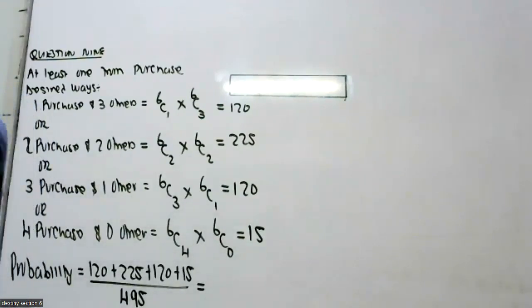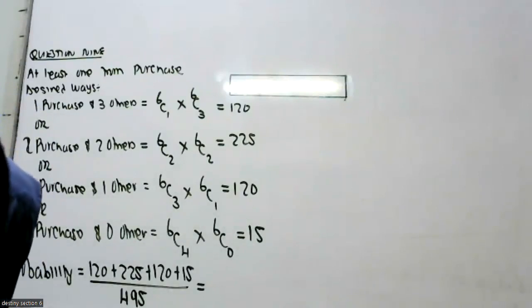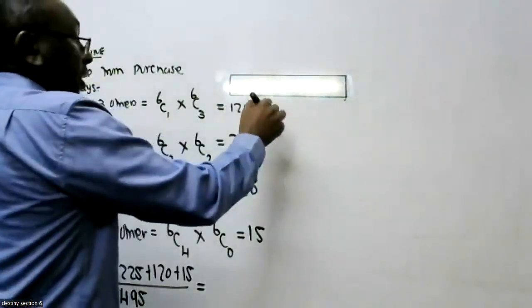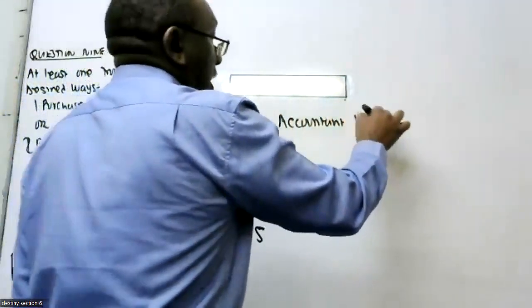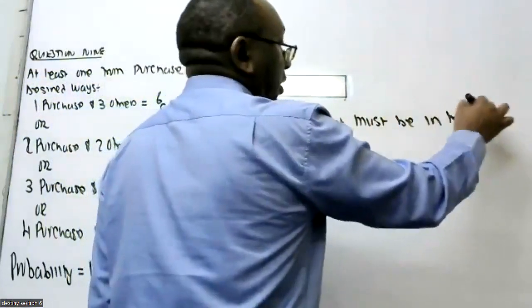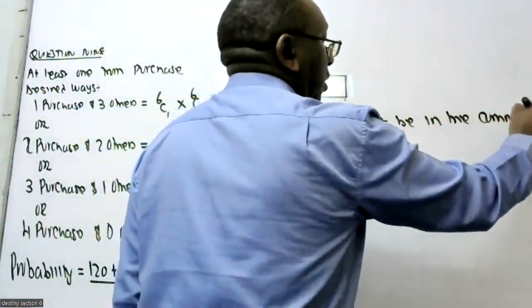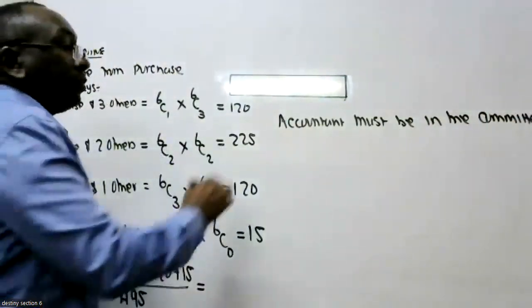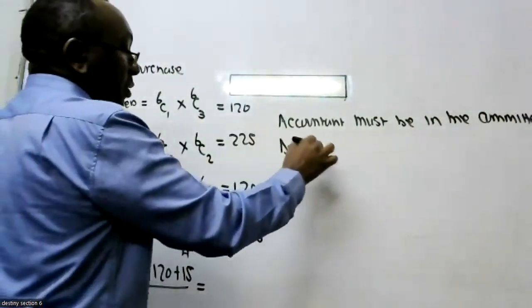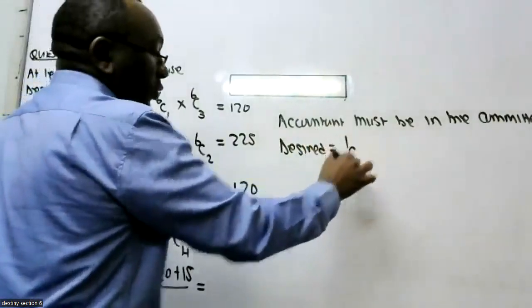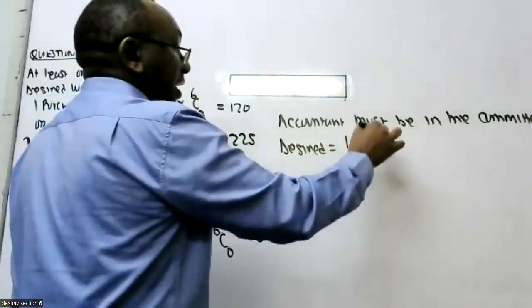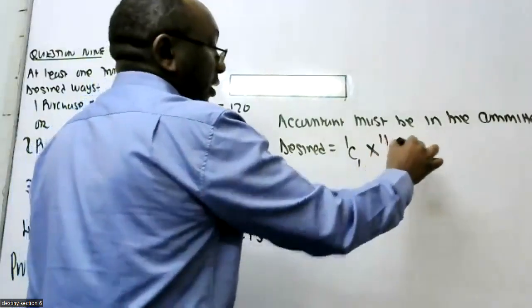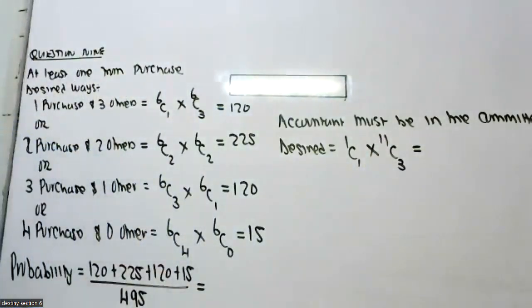Okay. So the next question, wanasema the accountant must be in the committee. So the desired, this one is very simple. It is from 1, we choose 1, because there is only 1 accountant, yeah? And then from the others 11, we choose 3.